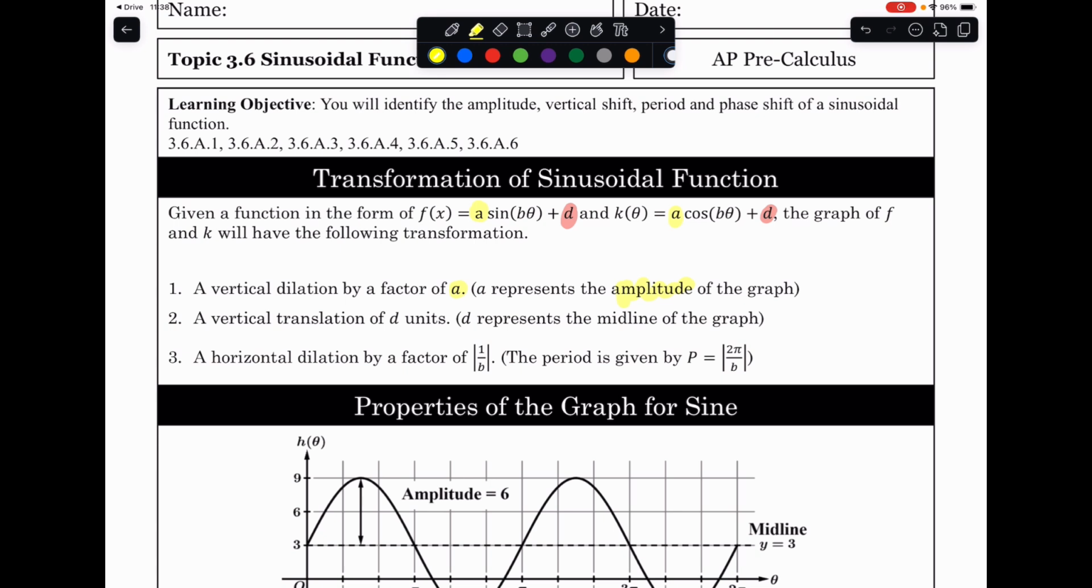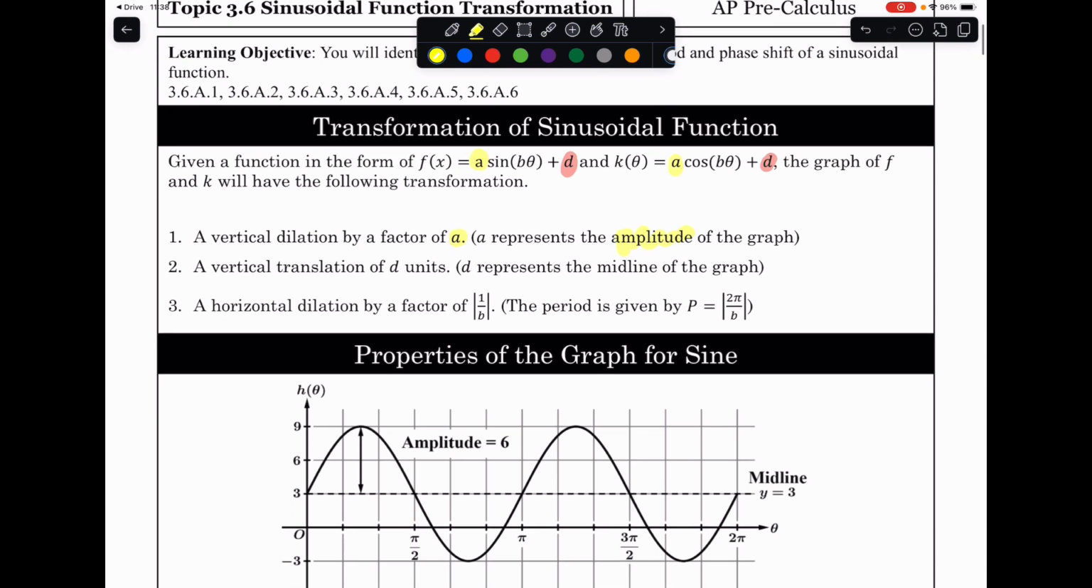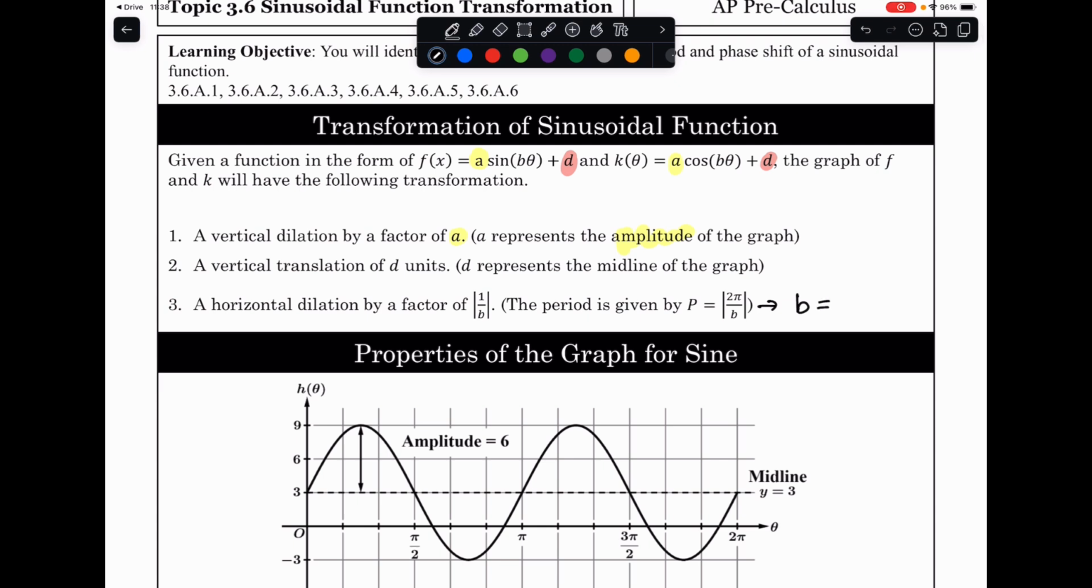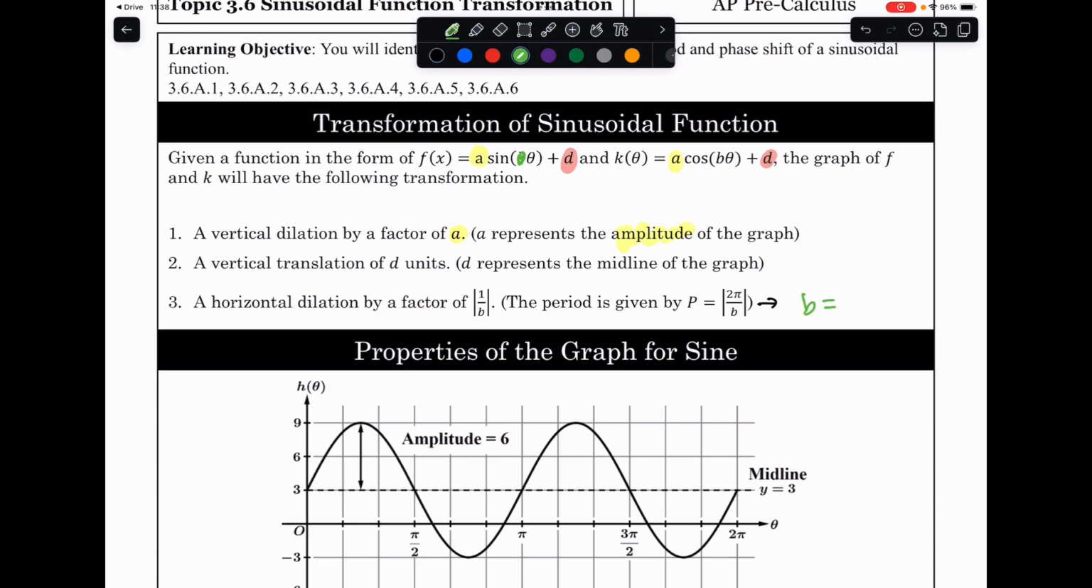And a horizontal dilation by a factor of the absolute value of 1 over b determines again the stretch of these things and represents basically how many cycles we're going to have in a period. So to figure out the period, we can use that quantity and get 2 pi divided by b, which will correlate to the following. That means that the value of b in this equation is going to equal 2 pi divided by whatever the period is.